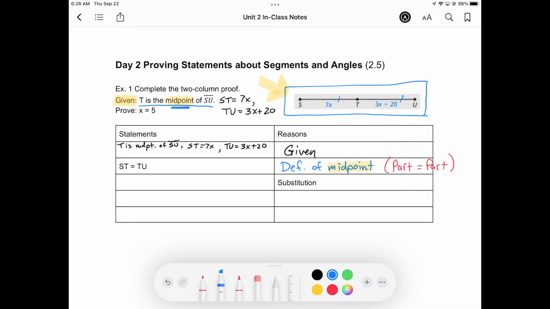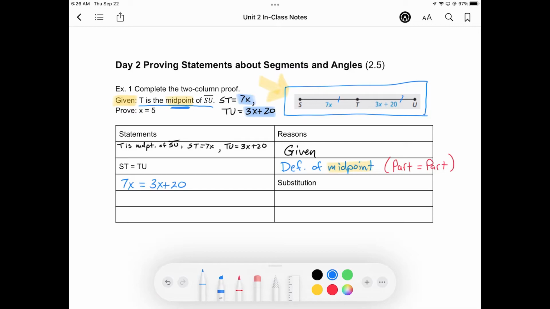Well, what can I substitute? I know the expression for 7x and 3x plus 20. Those are equal to these parts. And so instead of my ST, I'm going to write 7x because that's what it equals. And instead of TU, I'm going to write 3x plus 20.